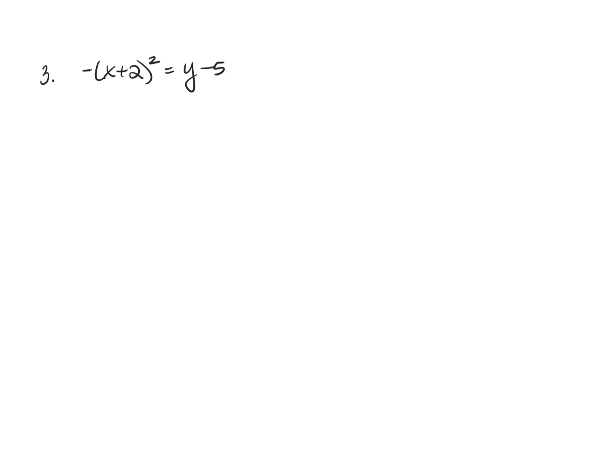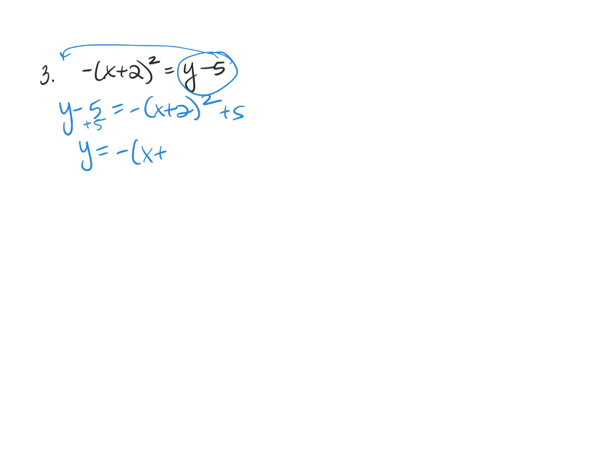So let's think through this. To be in vertex form, it needs to be y equals, right? So if I move all of this onto the left side and then look at it again, I need the y by itself, so I'm going to add that 5. Now I have negative x plus 2 squared plus 5. Now it's in vertex form. Now I can expand it like we did before.